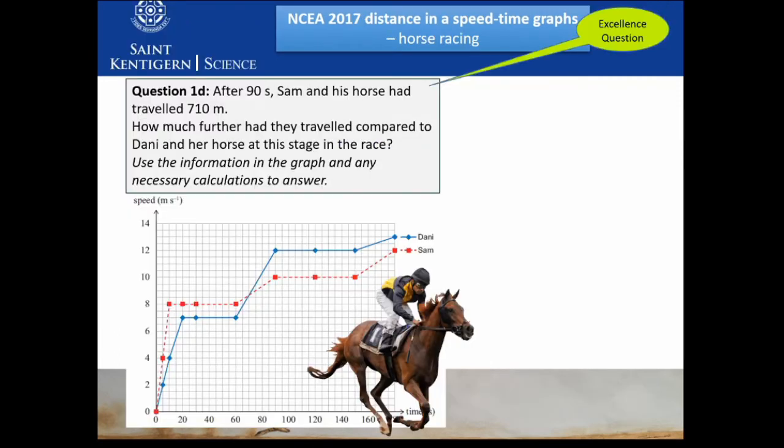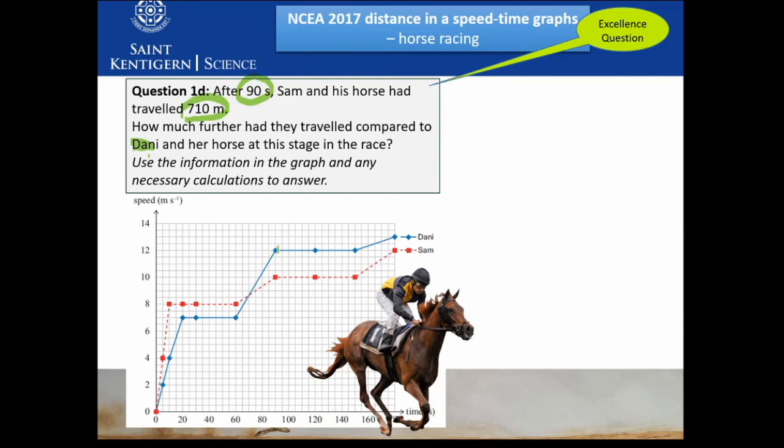Alright, so let's look at this excellence question. Question 1D, after 90 seconds, Sam and his horse had traveled 710 meters. So 90 seconds, they give us a time and they give us a distance for Sam. How much further had they traveled compared to Danny and her horse at the same stage of the race? So Danny's time is also going to be 90 seconds. So how much further? That's distance, so we have to do area under the graph.